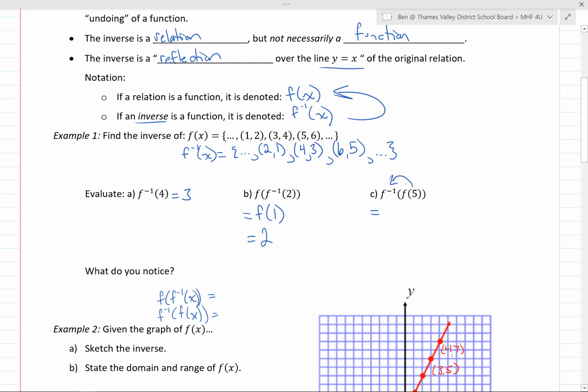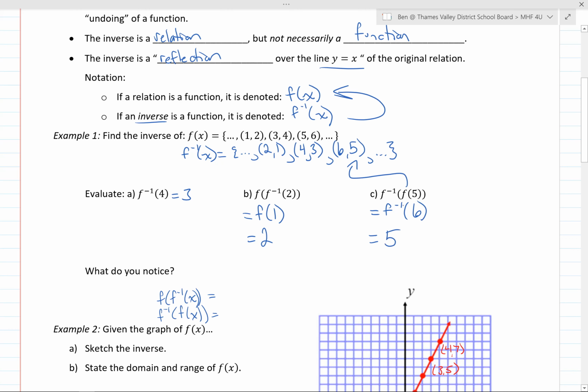Remember, here we need to work on the inside and then go outside with our function notation. So f at 5, we're looking for f negative 1 of f at 5. Well, f at 5 equals 6. And then f at negative 1 of 6, I can go over to here, equals 5.